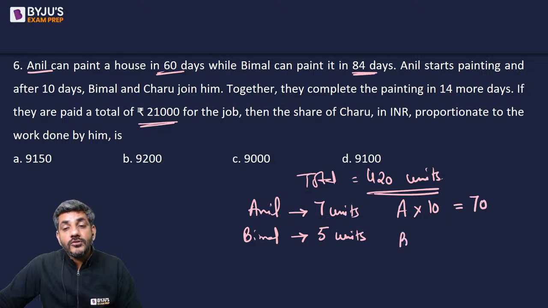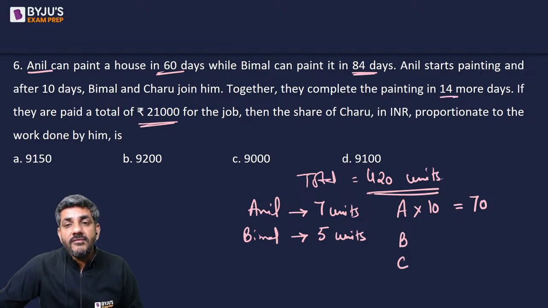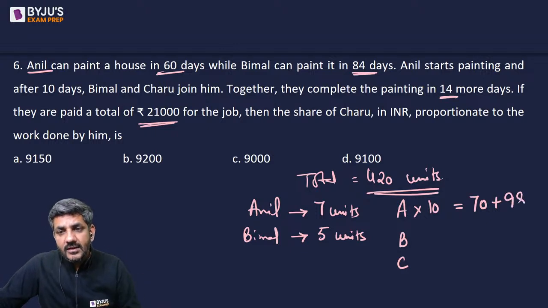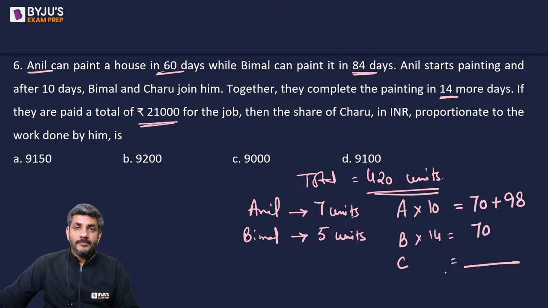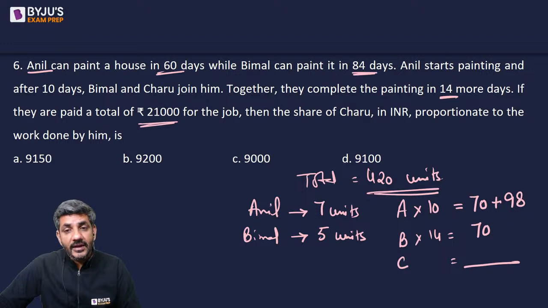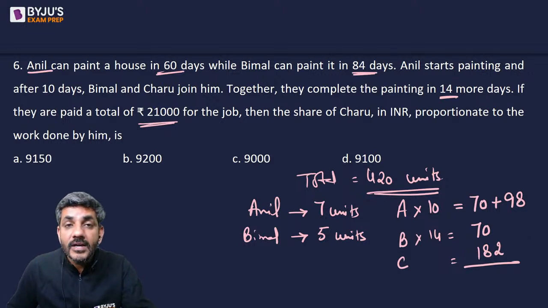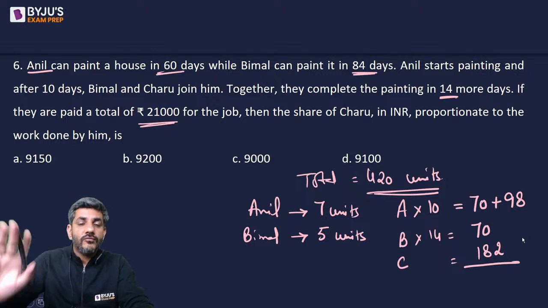Then Bimal and Charu also joins him. So for the remaining days, Bimal and Charu also painted. And together they complete the work in 14 more days. That means Anil painted for another 14 days now. वो करता रहा, 14 sevens are 98. Bimal in 14 days would have painted 14 fives are 70 units. So all the remaining units are painted by Charu. So 70 plus 70 is 140. 140 plus 98 is 238. 420 minus 238. If you subtract 238 from 420, you will get 182. So basically, Charu has painted a total of 182 units out of 420 units.